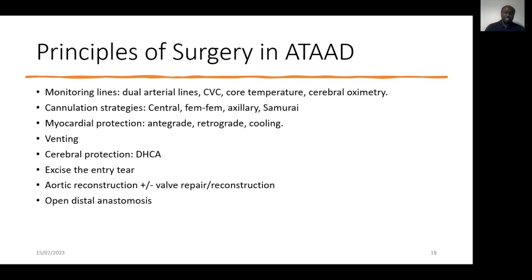And you need to think about whether you're going to replace the valve or repair the valve. And we advocate these days for an open distal anastomosis, because you can actually see the layers very well. They're not damaged by the cross clamp, and the recurrence of aneurysms around that area is less.